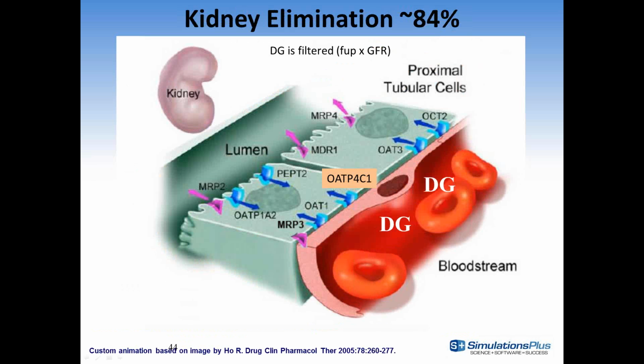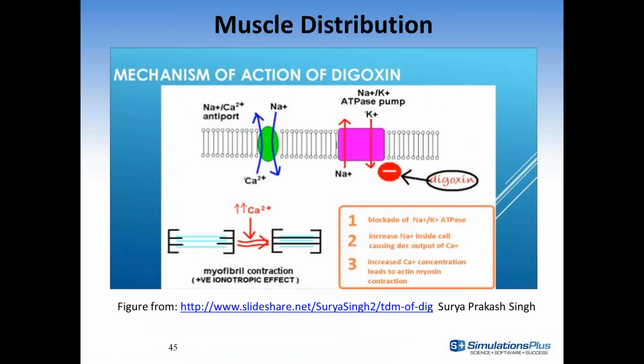And then when we get into the kidney, there's uptake by OATP4C1, as well as passive and filtration by fraction unbound and the glomerular filtration rate. And then we've got distribution into the skeletal muscle and binding to sodium potassium ATPase, which is where the antiarrhythmic action occurs.